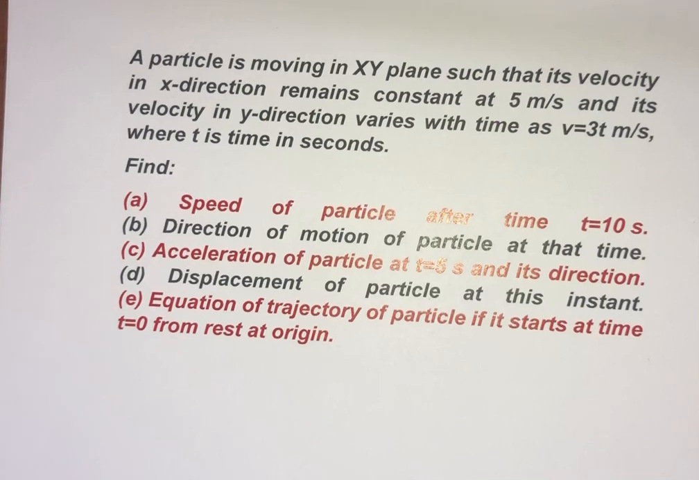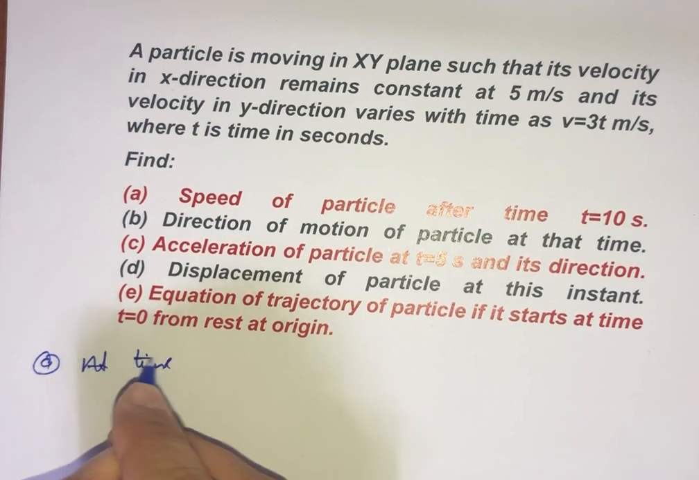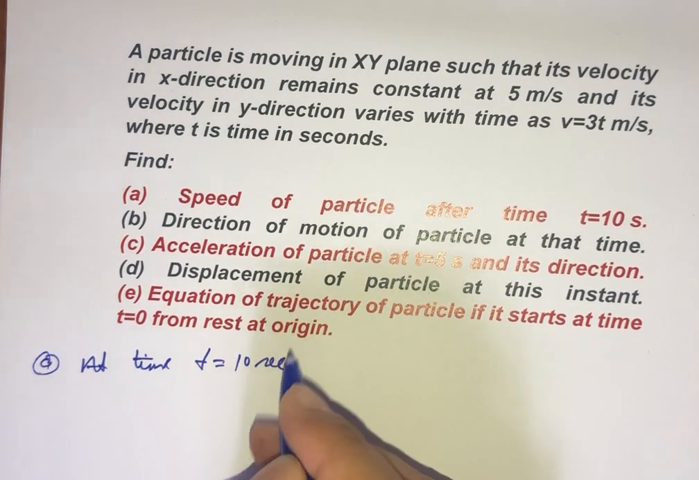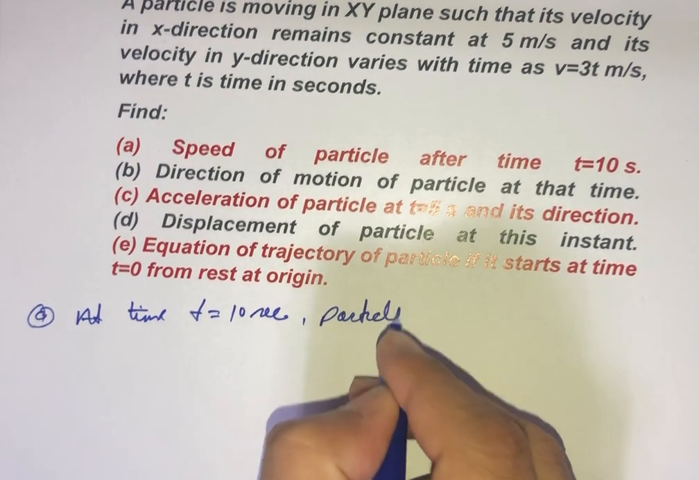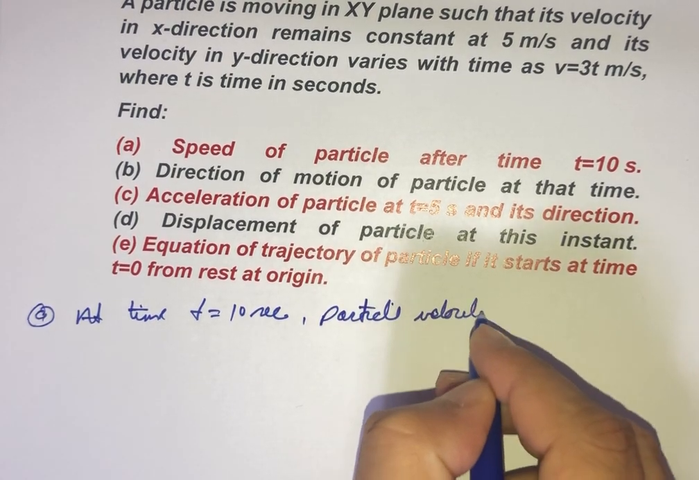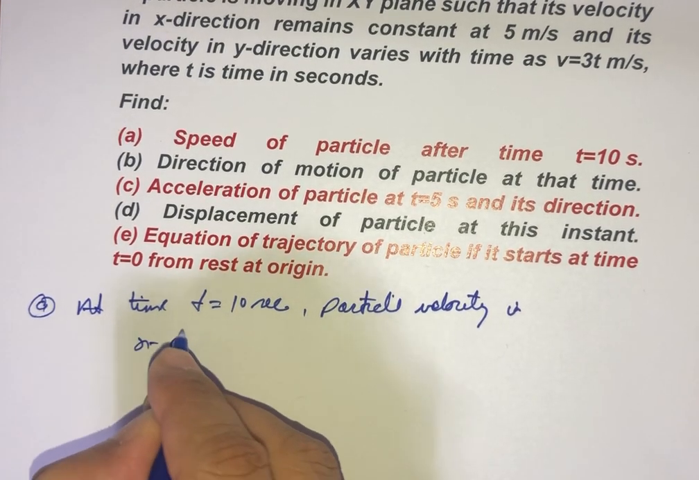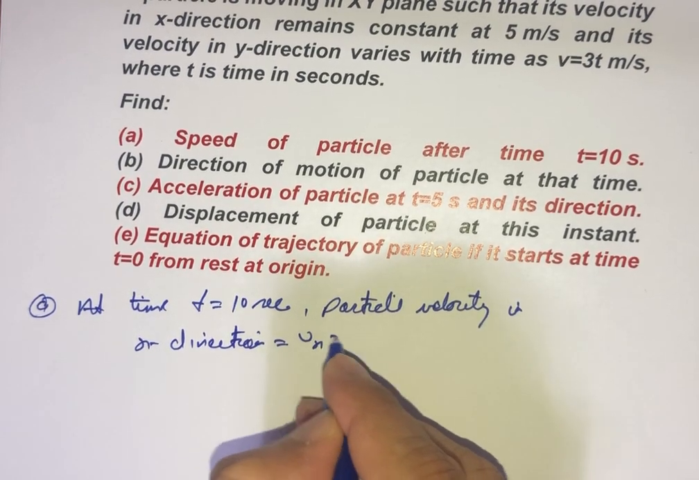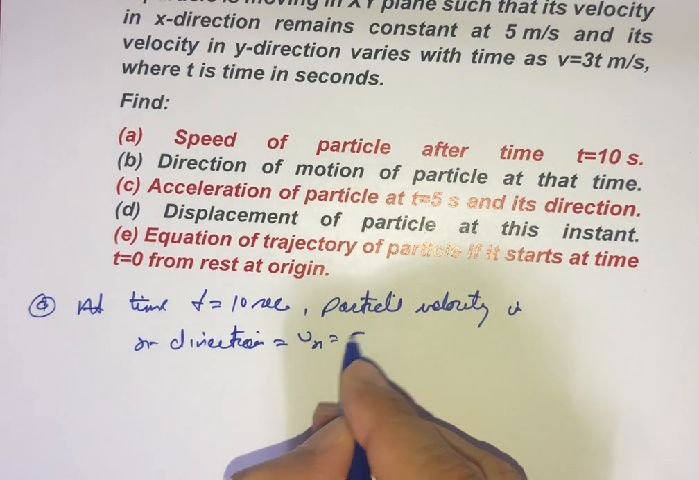Okay, so we can say at time t is 10 seconds, the particle velocity in x direction, let us call it as vx. Now it is given that in x direction it is constant, it means it is not time dependent. So vx will be 5 meter per second.